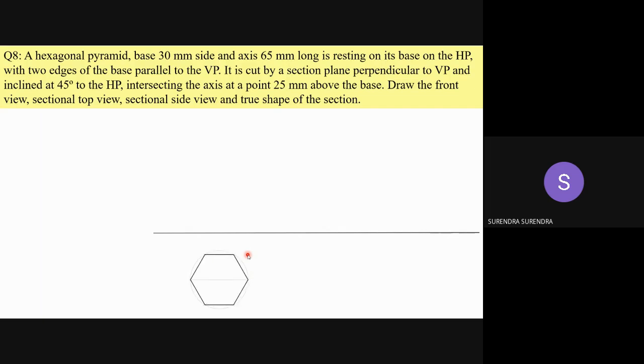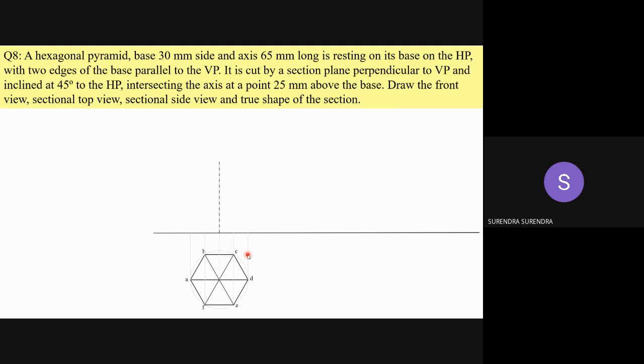Complete drawing the hexagon. After drawing the hexagon, as it is a pyramid, show all the lines joining the base corners to the apex. Mark these points as A, B, C, D, E, and F.